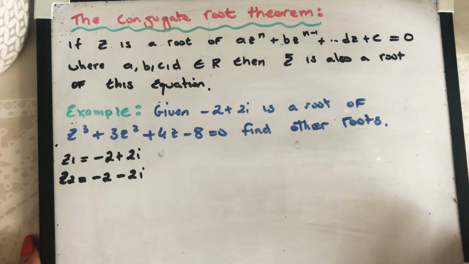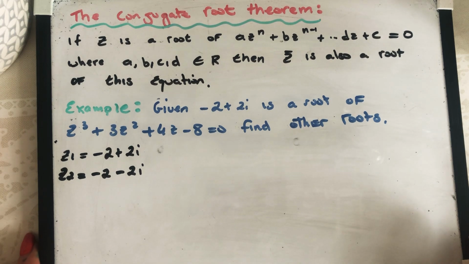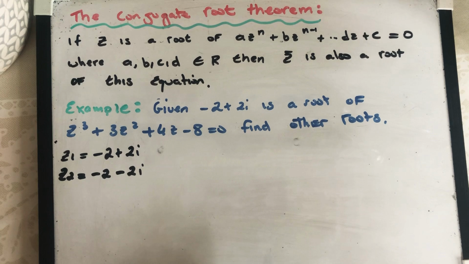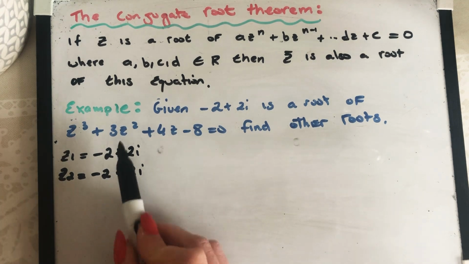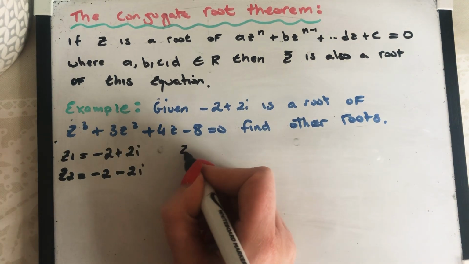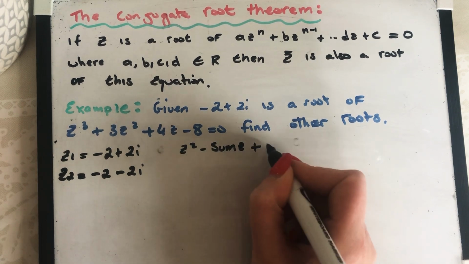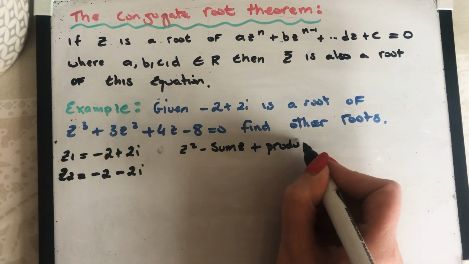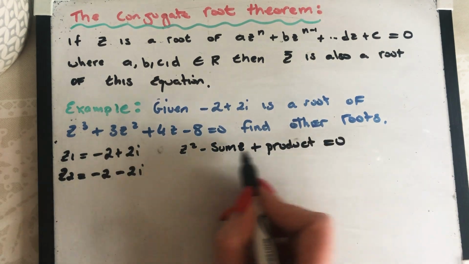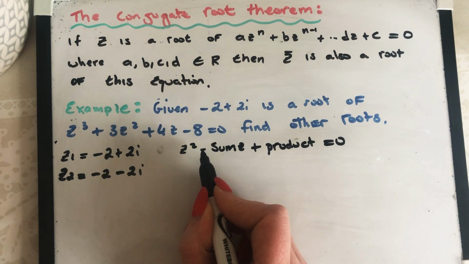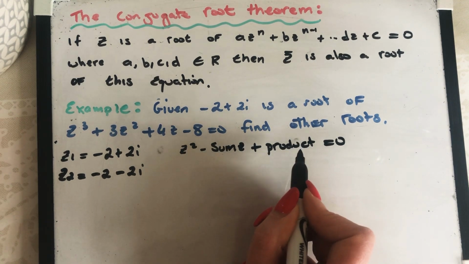Now we need to find out what the third root is. We're looking for 3 roots because the highest power on our cubic is 3. So we're going to start by forming a quadratic equation with these 2 roots. Let's recall z squared minus the sum of z plus the product equals 0. I have a video explaining this in more detail as well, so it'll be underneath: how to form a quadratic given 2 roots already.